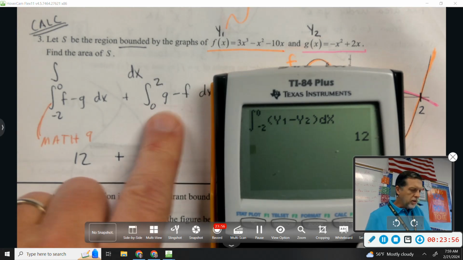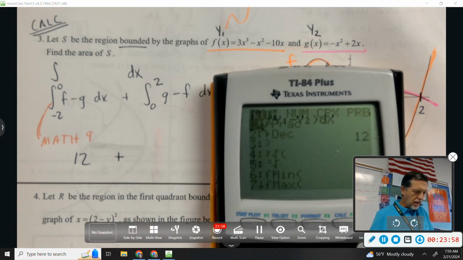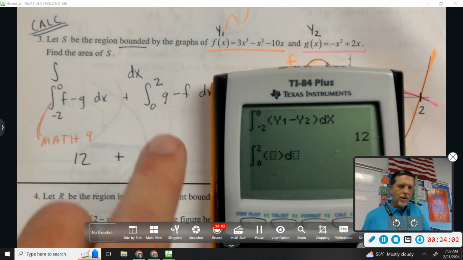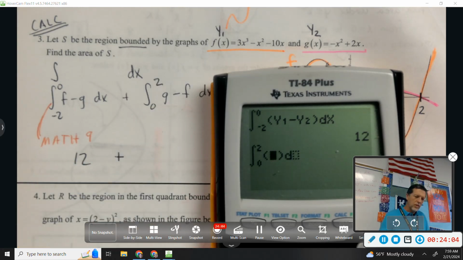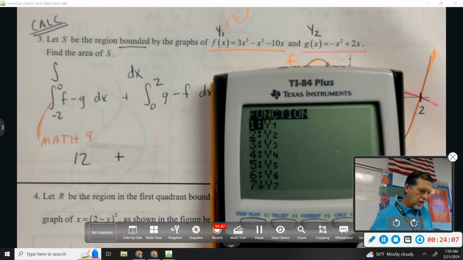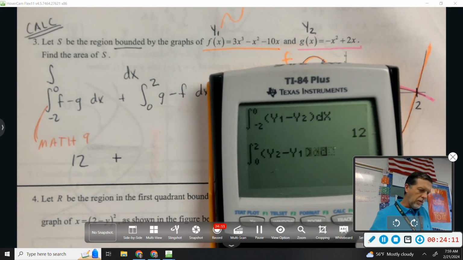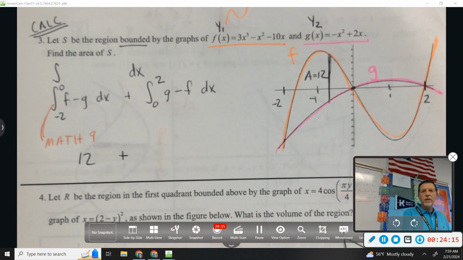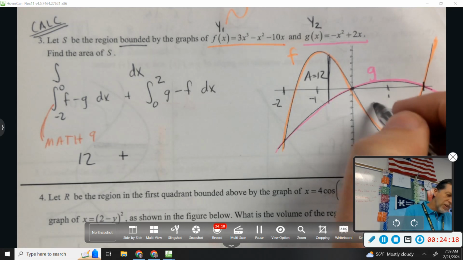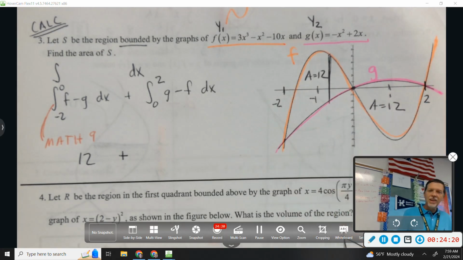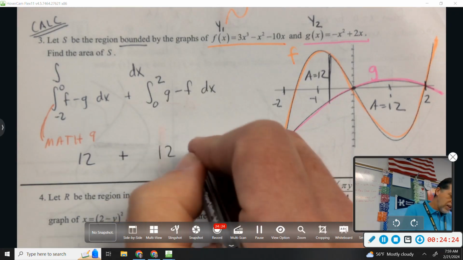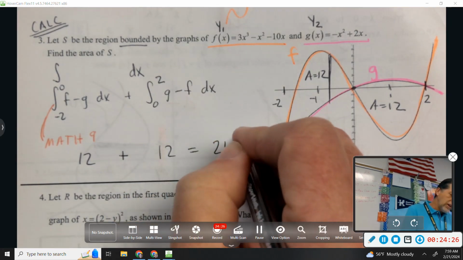And then the other one, math 9, 0 to 2. And now I've got to do G minus F. So y2 minus y1. Vars y2 minus vars y1 dx. Also 12, which is kind of weird because those shapes don't look alike. They're not identical shapes, but they do have identical areas. And so that total area is 24.